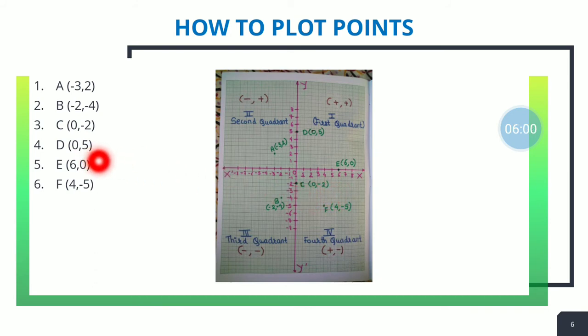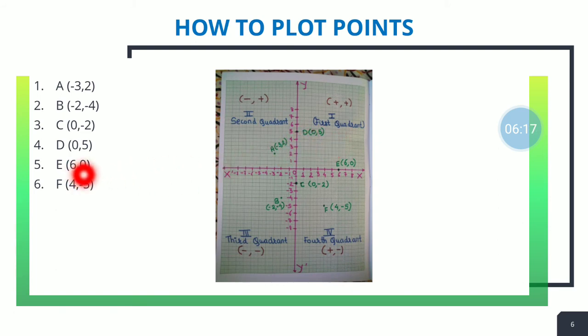Fourth one, D: 0 comma 5. Now again my x coordinate is 0, so the point lies over here on the origin, and y is 5, so I have to move up towards 5 units. Here the point is D: 0 comma 5.